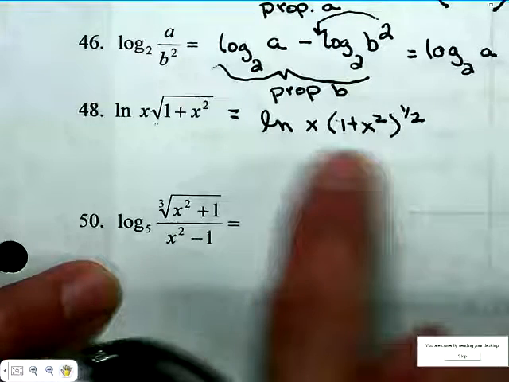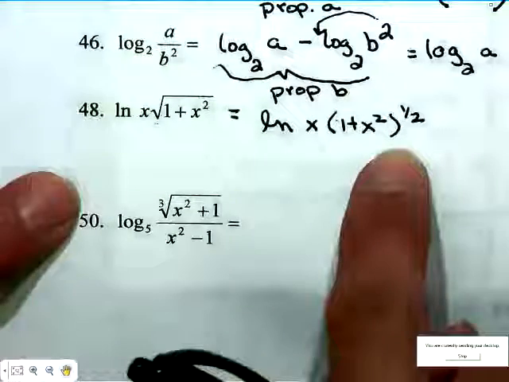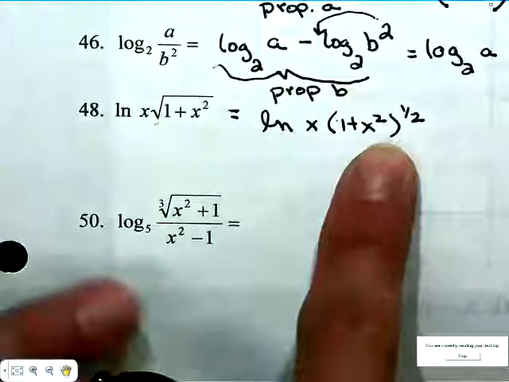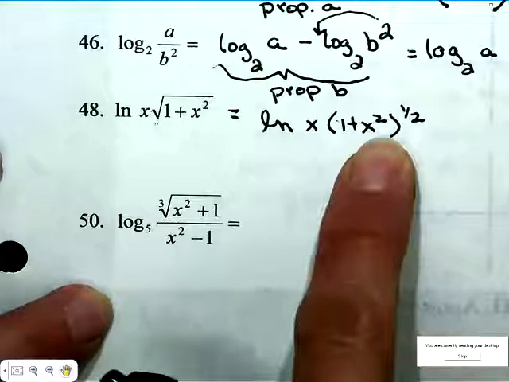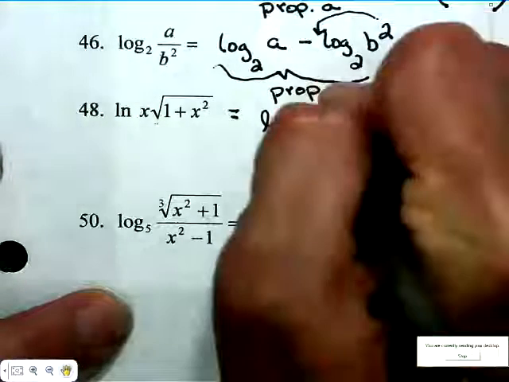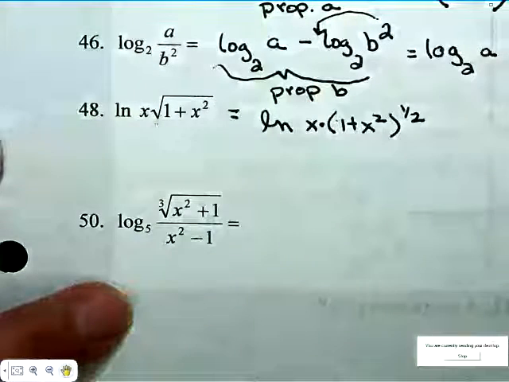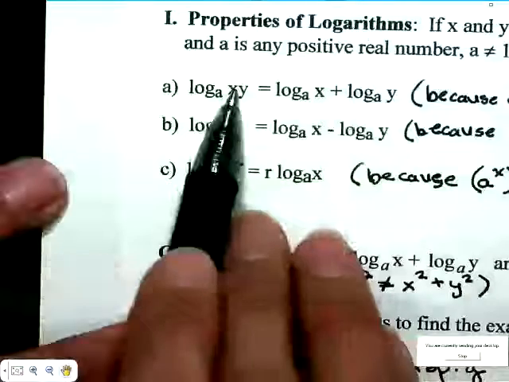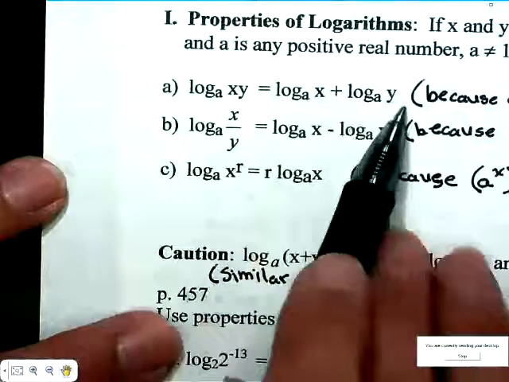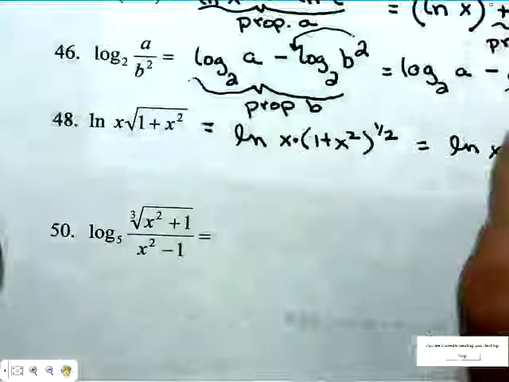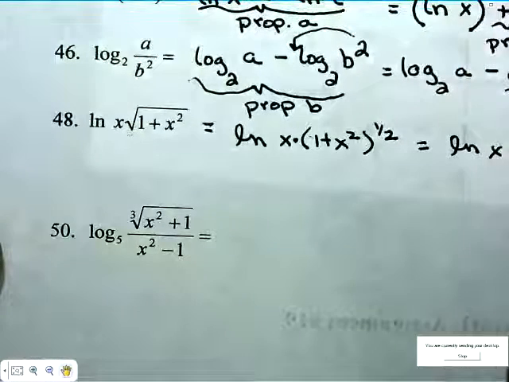Now when I take this expression apart, I can rewrite the log of a product. Do I take it apart as a sum or a difference? Yeah, look back up at the top of the paper if you need to. This is a product. Property A tells me to take the log of a product apart into the sum of two logs. So I could write that as natural log of x plus natural log of 1 plus x squared to the 1/2.